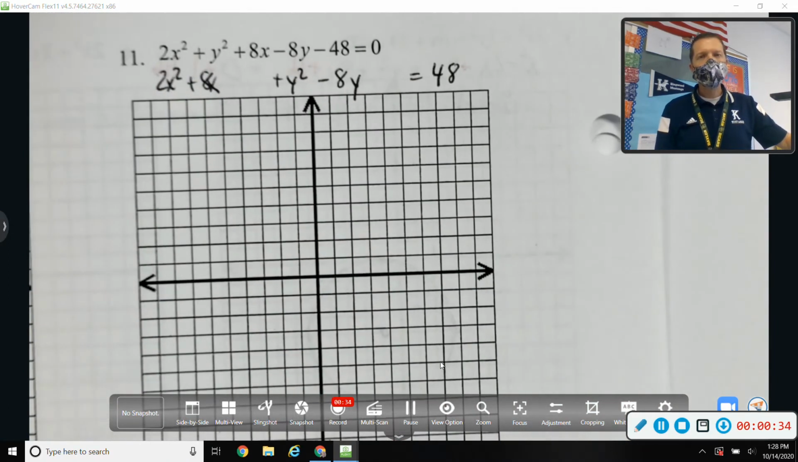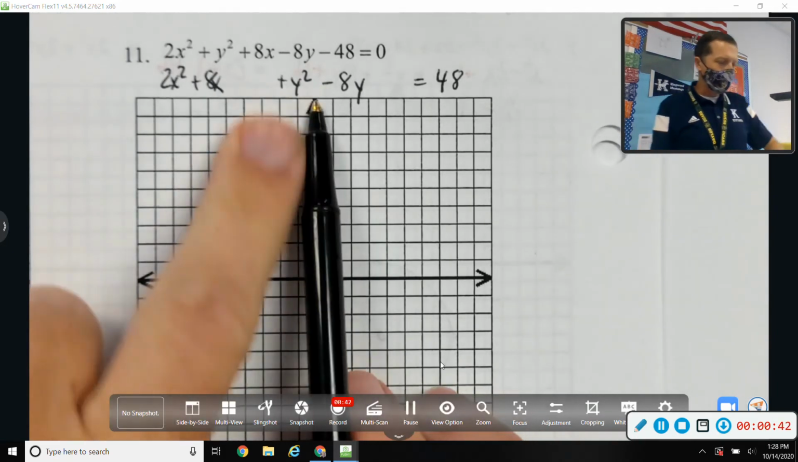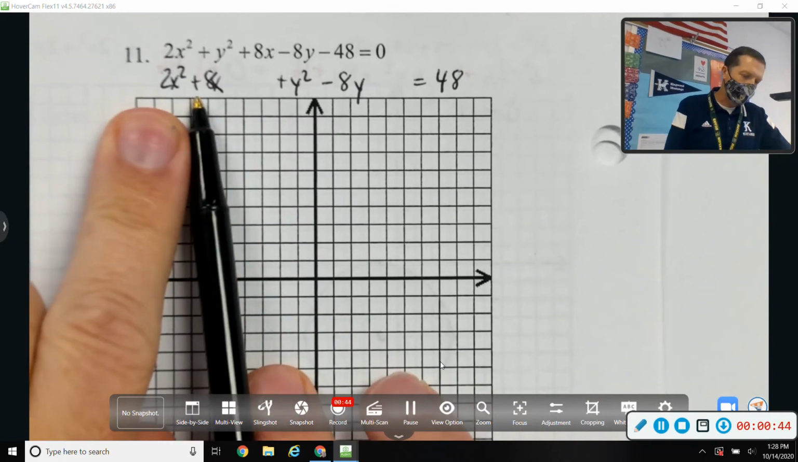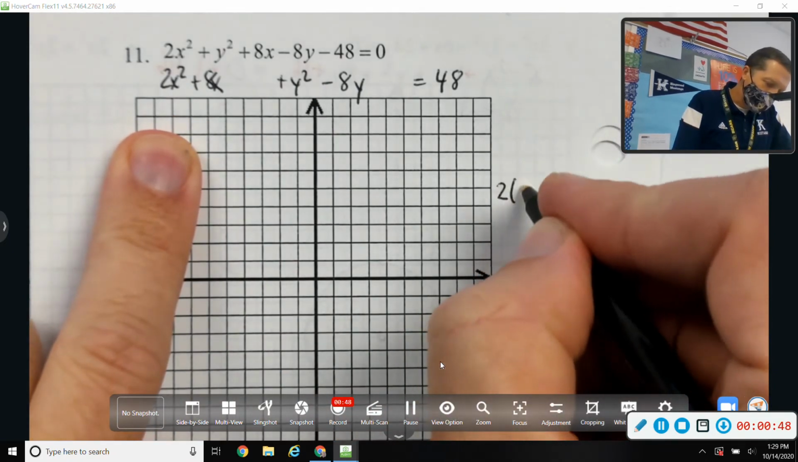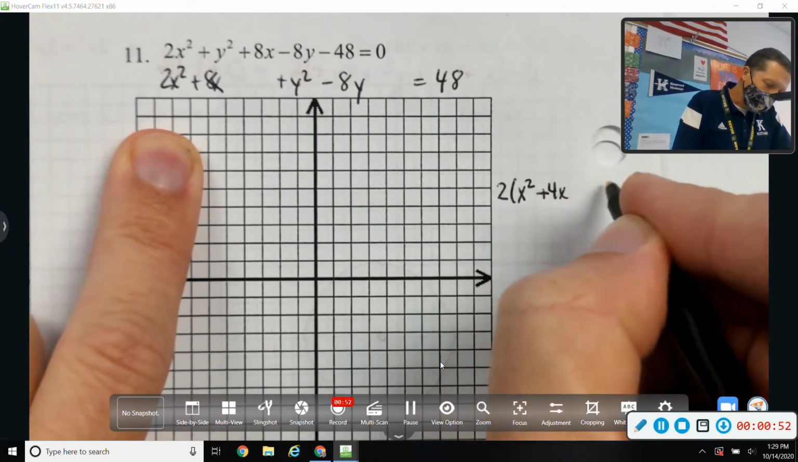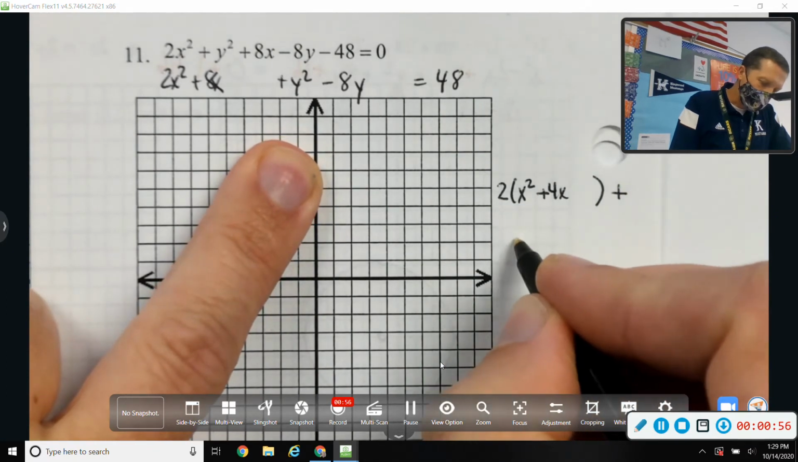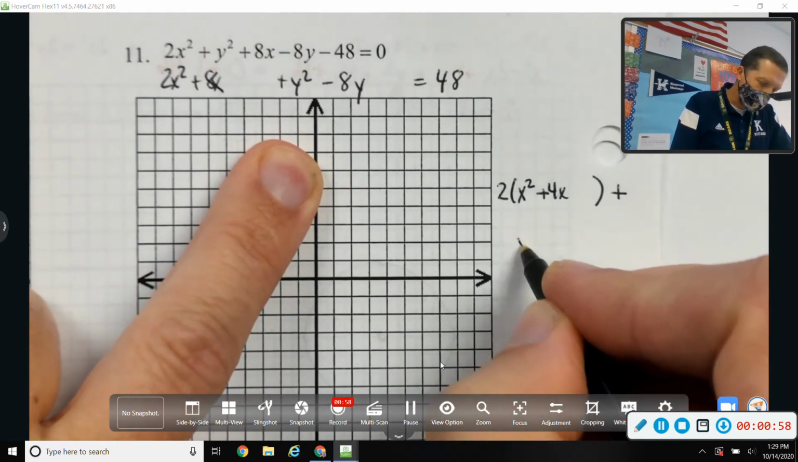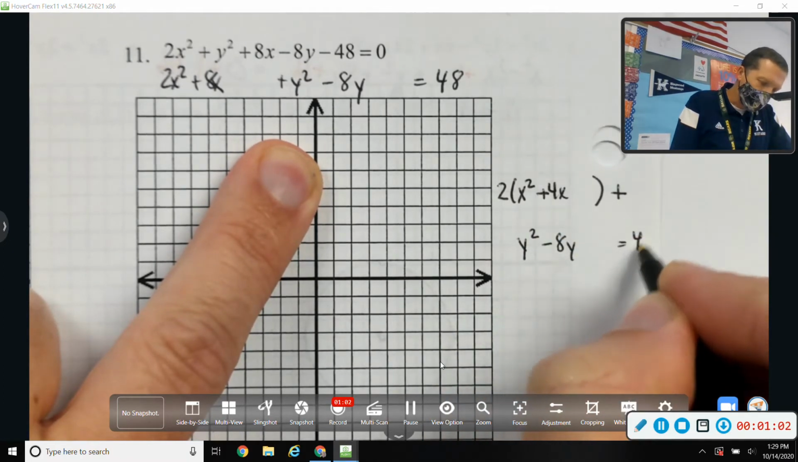I'm going to zoom in and write small. So it'll still look the same to you, but you might have to write small to fit it all in right there. So the y stuff looks good because that coefficient is 1. The x squared, not so much because I need to get that 2 off of there. So x squared plus 4x plus, this is going to be weird looking, but we'll try it anyway, y squared minus 8y equals 48.